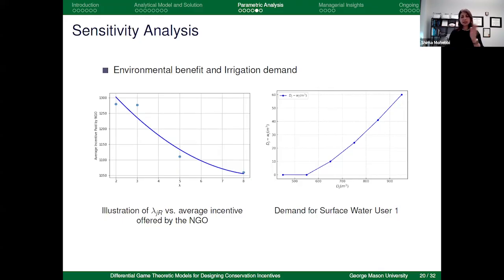The other part of the sensitivity analysis focused on the water users' demand before the NGO's incentive offer. As the demand for water user 1 increases, both the revenue and cost functions of water consumption will rise accordingly. And after a certain demand point, here 650 cubic meters, reducing water consumption and accepting the NGO's offer become reasonable. And this demonstrates that when the water demand is high, the cost of water consumption can motivate water users to accept the NGO's offer.